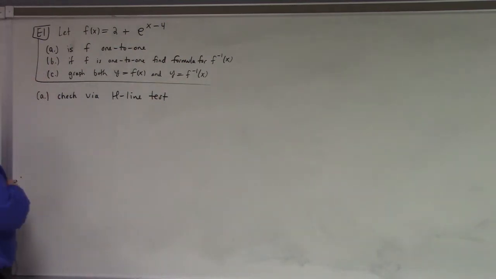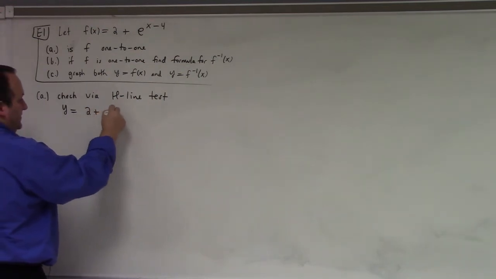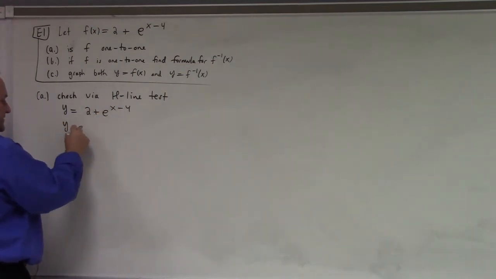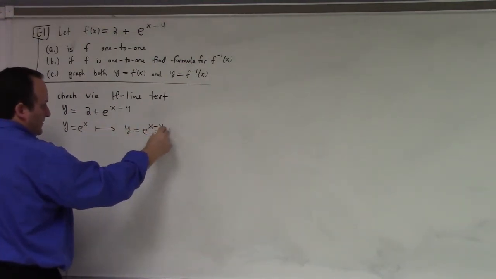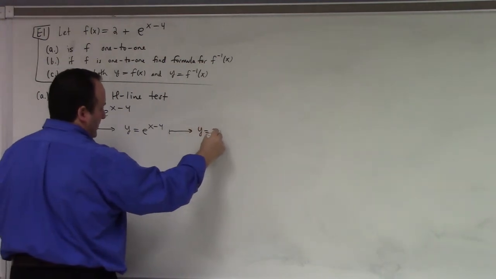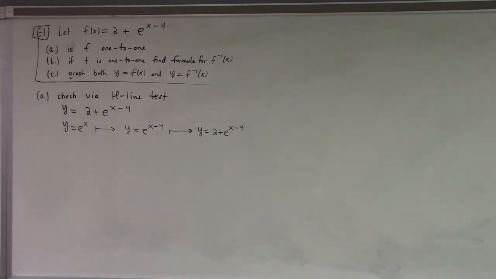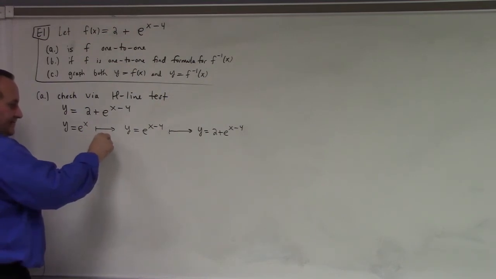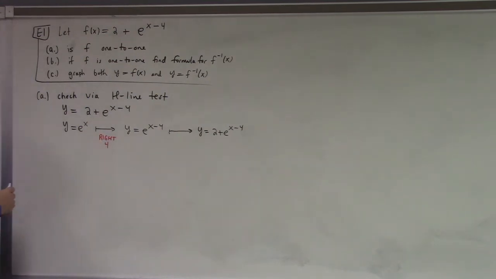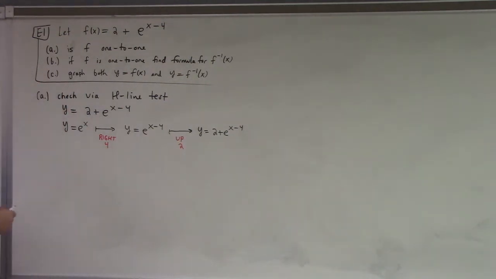All right. So we're looking at y equals 2 plus e to the x minus 4. So what is this? This is y equals e to the x, and then we go y equals e to the x minus 4, right? And then we go to y equals 2 plus e to the x minus 4. So what are those two transformations that I just wrote down there? This is what? We go right 4, right? And this one is what? Then up 2, right? So we just take the graph of e to the x, which is what?